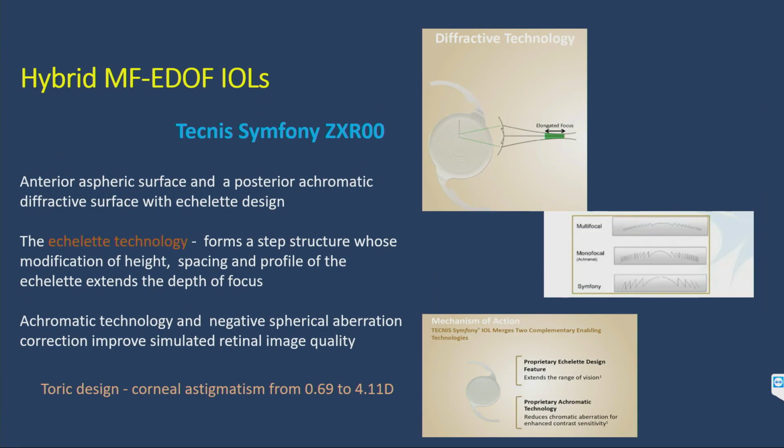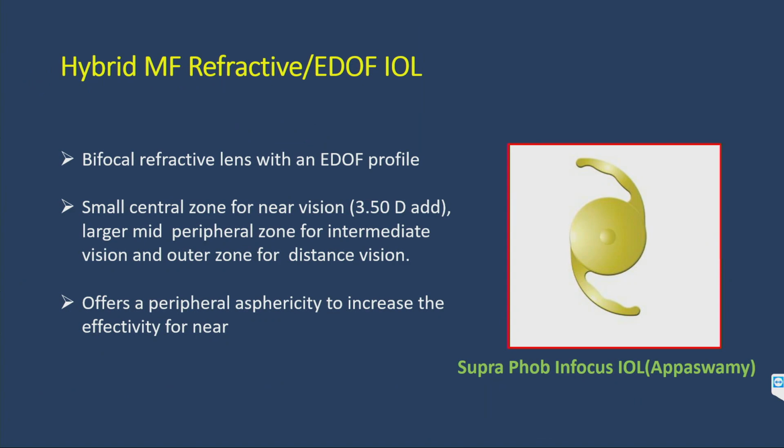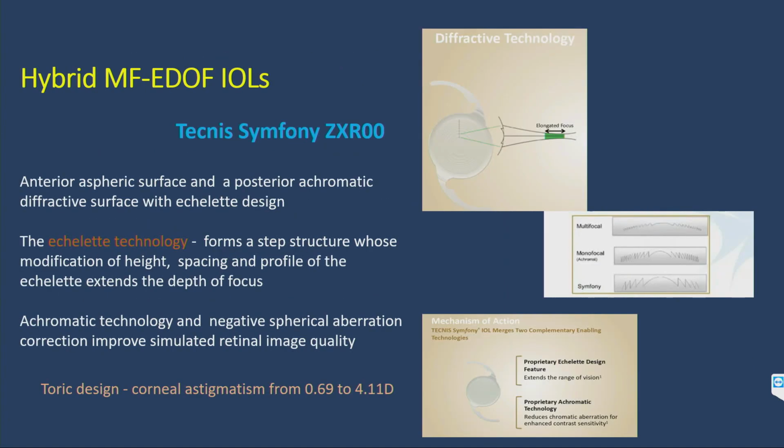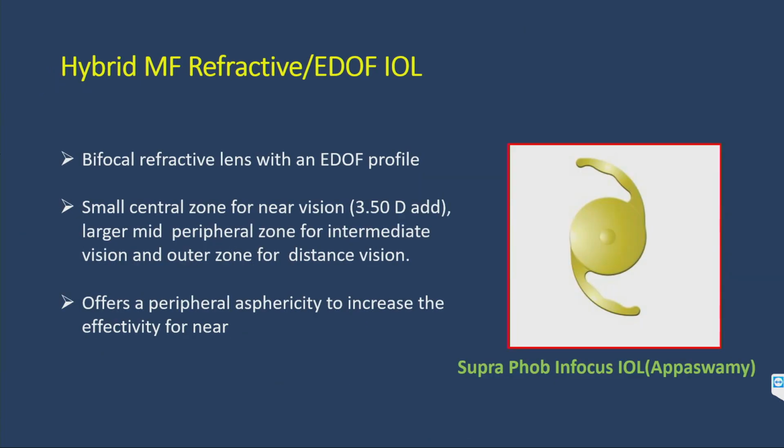Now, coming to yet another lens, that is Technis Symphony, which was a hybrid EDOF lens. It used the H-Lite technology. That means there was modification of the height, spacing, and the profile of these diffractive steps, which provided the extended range of focus. And toric lenses were also available, correcting 0.6 to 4 diopters of astigmatism.